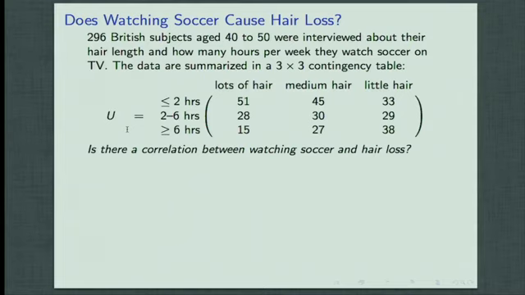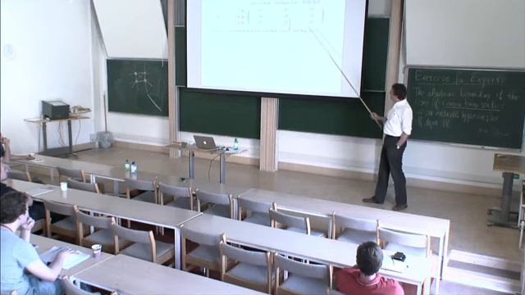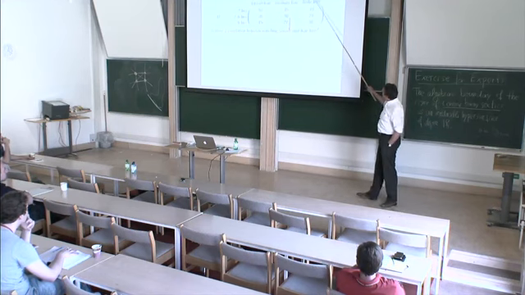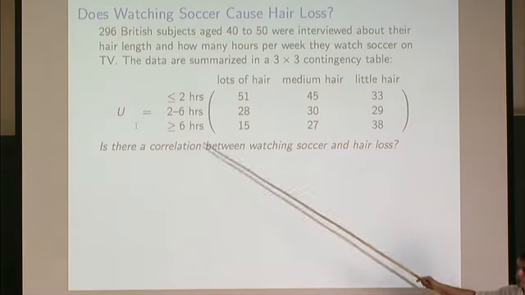So is there a correlation based on these data? Well, you look at the matrix, right? So perfect independence would mean that the matrix is rank 1, that the 2-by-2 subdeterminants vanish. Now, if you look at these 2-by-2 subdeterminants, they're all positive. In this example, they're all strictly positive. In fact, by quite a margin, right? So all 2-by-2 minors are positive, and that seems to suggest that there is a positive correlation, right? So between having little hair and watching a lot of soccer, right?